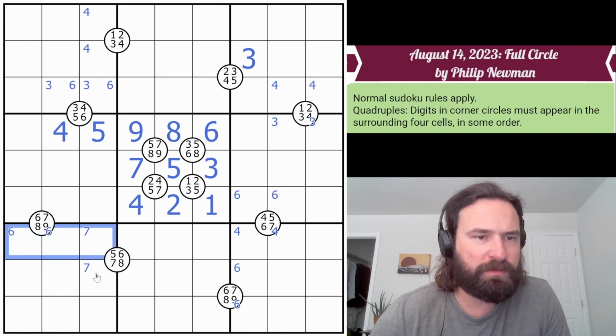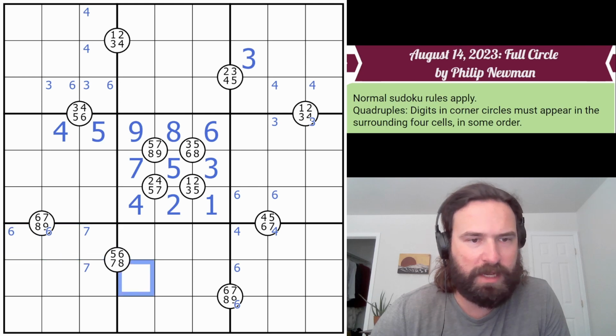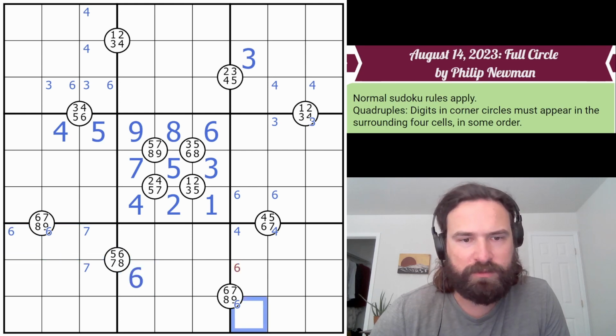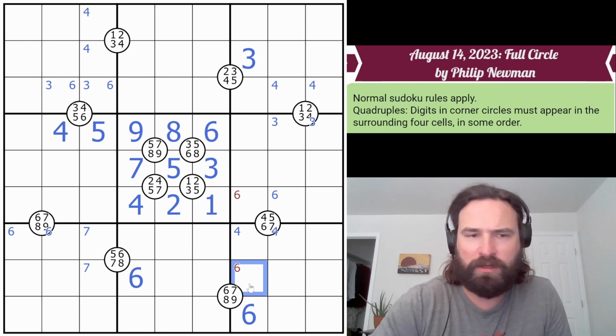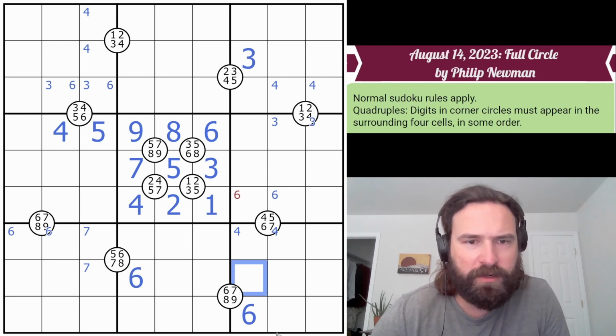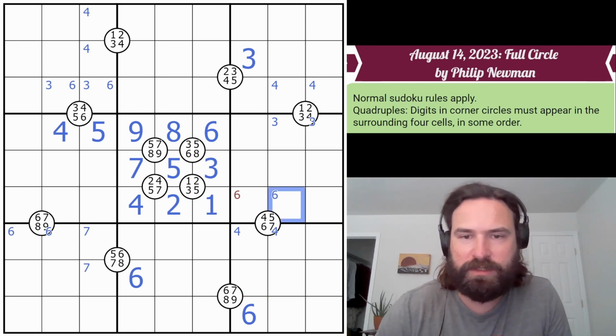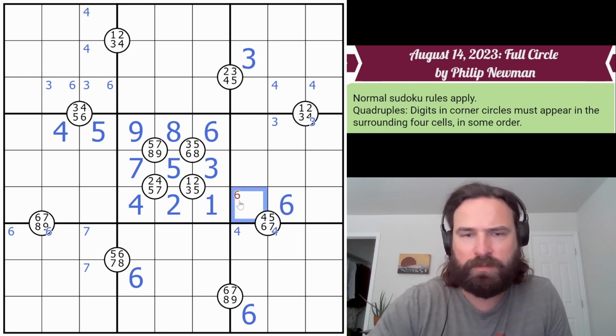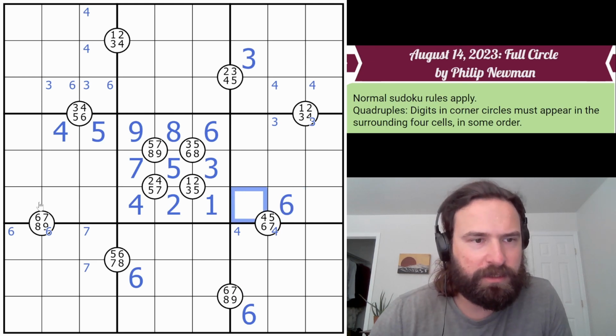The 6s in this box are going to have to go in one of these two squares. So it can't be these two for this circle, and it can't be this one because these two 6s are looking at this one. So it has to go here. 6 has to go there, which decides this 6, and that's awesome. We are moving a little bit here, which also decides this 6. Okay, so a little circular 6 logic there.